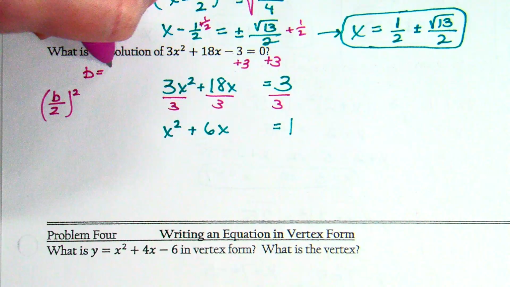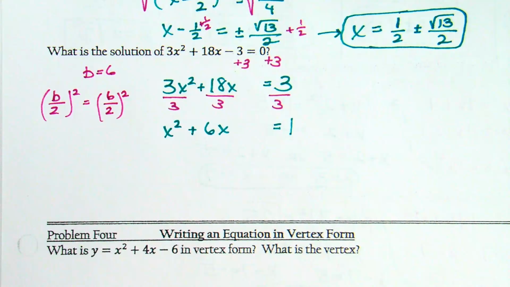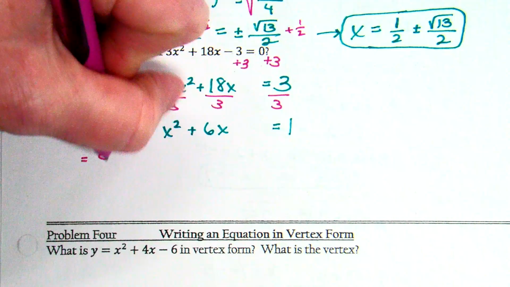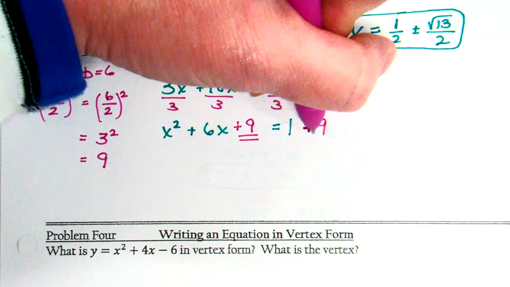What is b? This time b is 6. So we're going to do 6 divided by 2, quantity squared. What is 6 divided by 2? 3. And 3 squared? 9. What do I do with that 9? I'm going to add it. We're going to add it to the left and add it to the right.